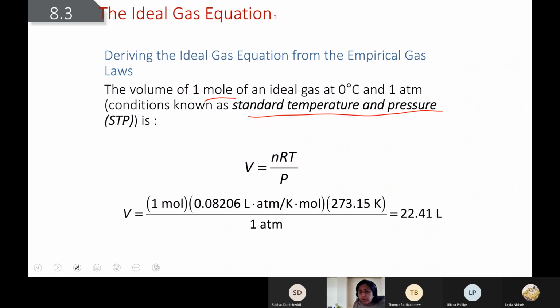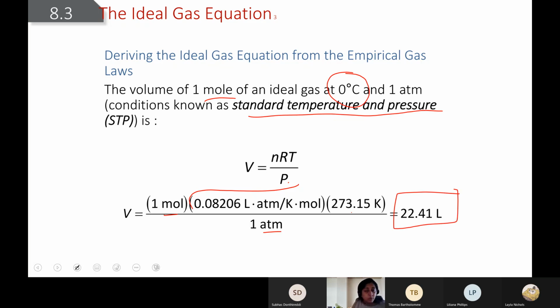Then what is the volume? We'll plug in these values. 1 mole, the constant is 0.08206 liters times atm divided by K times moles, and the temperature is 0 degrees Celsius, which in Kelvin is 273.15 Kelvin, divided by the pressure, 1 atm.